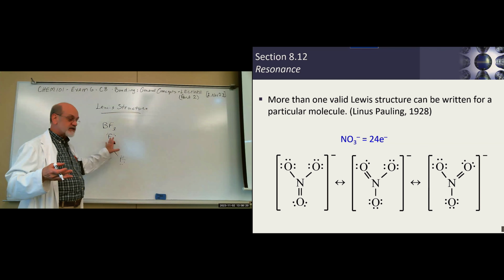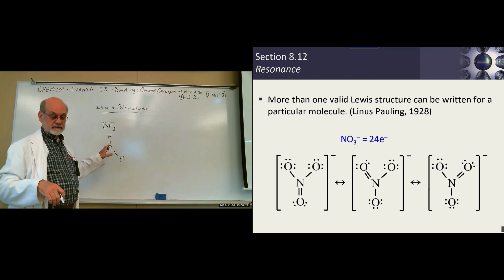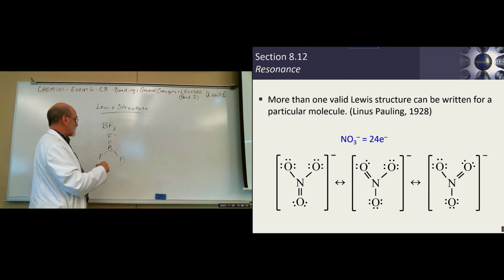So this is a similar situation to the nitrate. And we could also draw them like this. Okay, just like that. And then we could draw another one if we put the double bond on this fluorine.